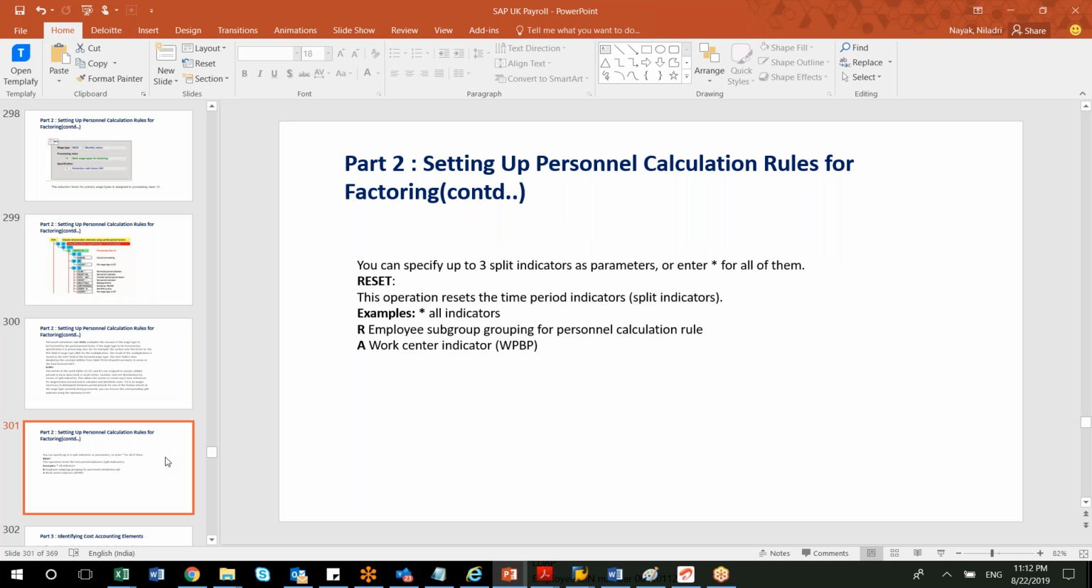As I was explaining, there can be multiple types of split. If it is a work center indicator, say a WPVP split, we can identify those splits inside our log as well. We'll see that in detail. Today I was about to show that, but unfortunately we don't have the system.